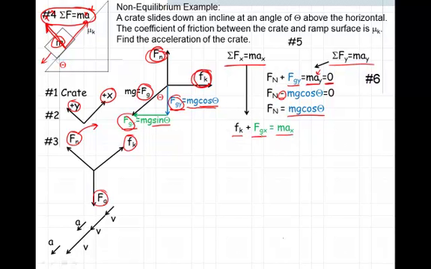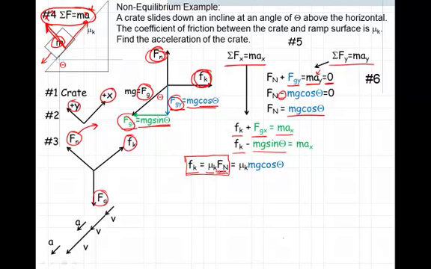We know the value for Fgx because we showed it earlier. So Fgx is mg sine theta. So what that means now is we need to find the kinetic frictional force. Well, we've got an equation for the kinetic frictional force. This is the equation for the kinetic frictional force. We happen to know that equation: the kinetic frictional force is mu sub k times the normal force.